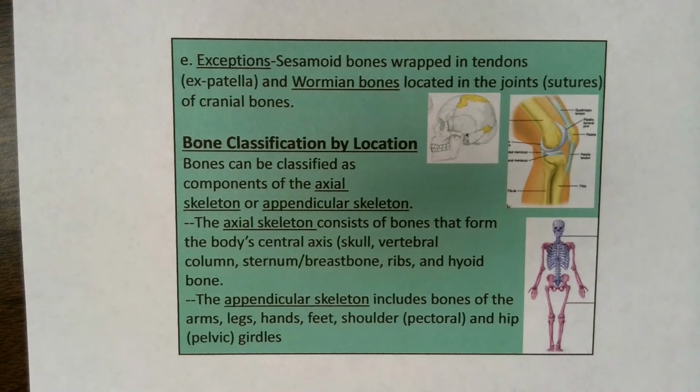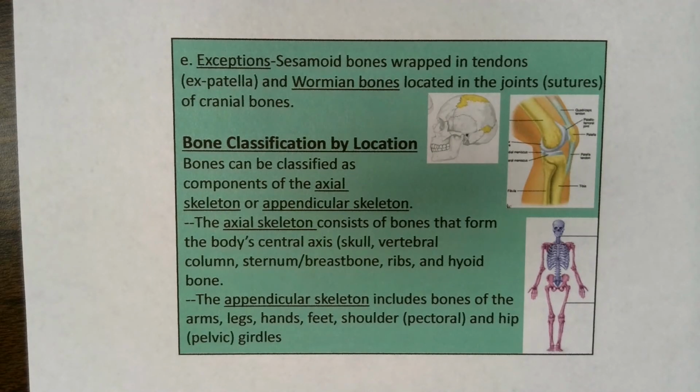Okay, so then we've got the bones that are the exceptions, and those are sesamoid and wormian bones. Sesamoid bones are bones that are wrapped in tendons, like your patella, for example. That's really the only one that you're going to have to know. You have a bunch of sesamoid bones, like in the ball of your foot, but we really only focus on the patella.